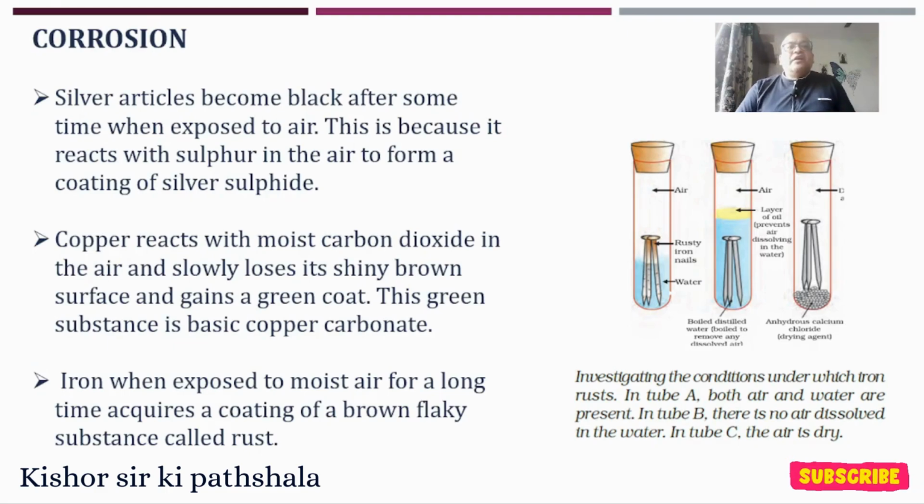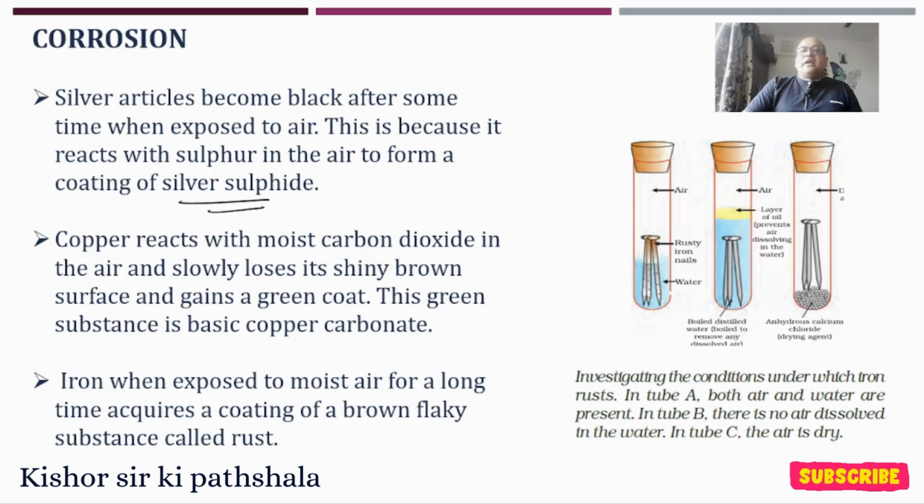Now let's see what we understand by corrosion, right? So we have seen that silver articles become black after some time when exposed to air. Why does it happen like that? This is because it reacts with sulfur in the air to form silver sulfide. And that's the reason you see the blackish color on the silver.